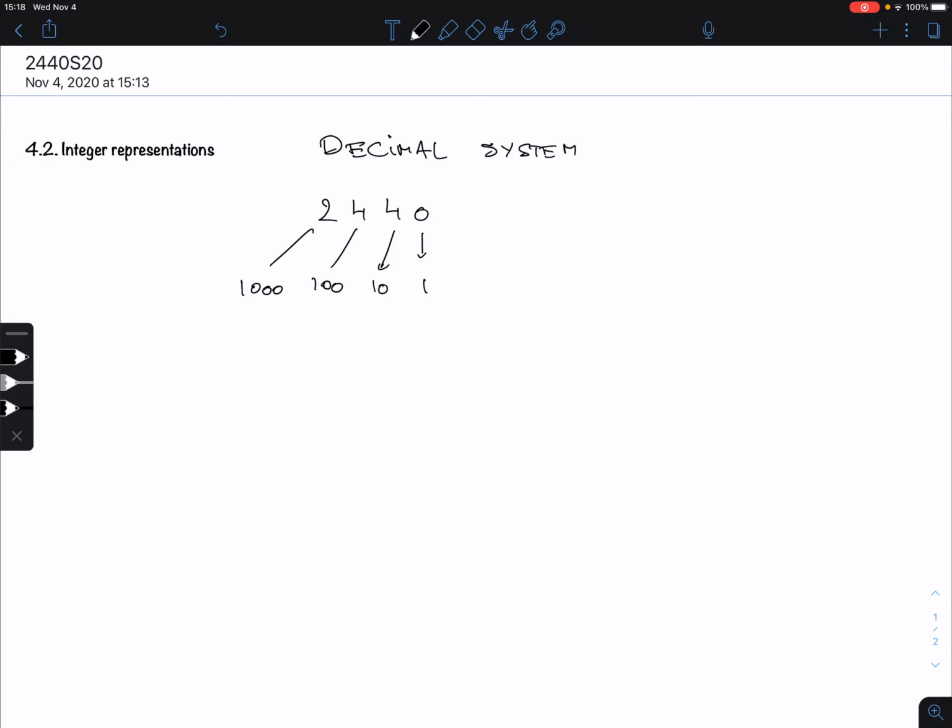Okay? And even a nicer way to write this is 10 to the power 0, 10 to the power 1, 10 to the power 2, and 10 to the power 3. The reason that we start from 0 is that the fourth digit is 10 to the power 3. We know this, but we have to be careful with this.